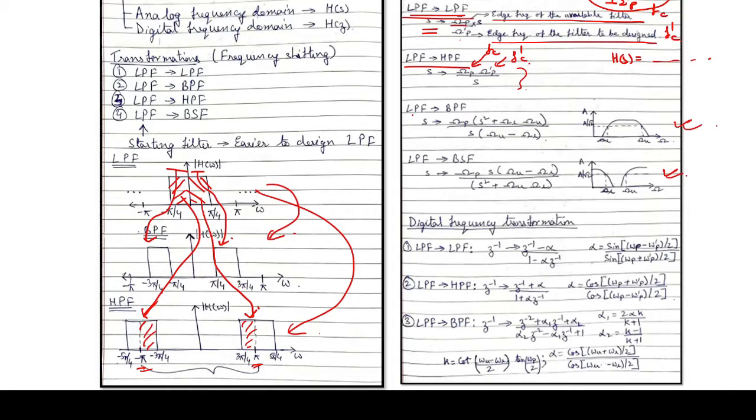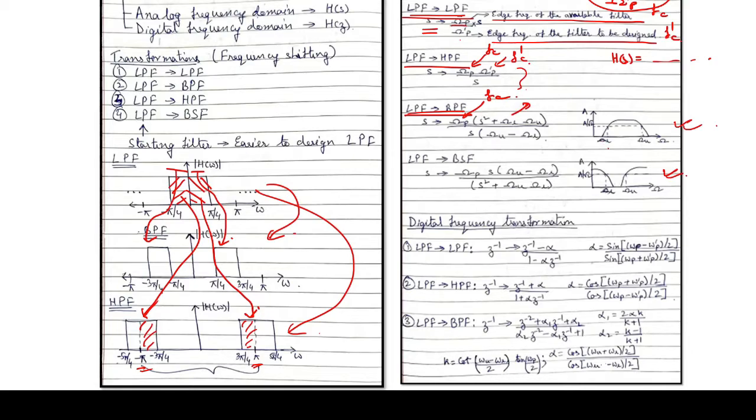Then low pass filter to band pass filter. Here s is transformed to omega p, the pass band. This is for the low pass filter, whatever filter you have designed, the cutoff frequency fc, multiplied by s square plus omega l plus omega u.